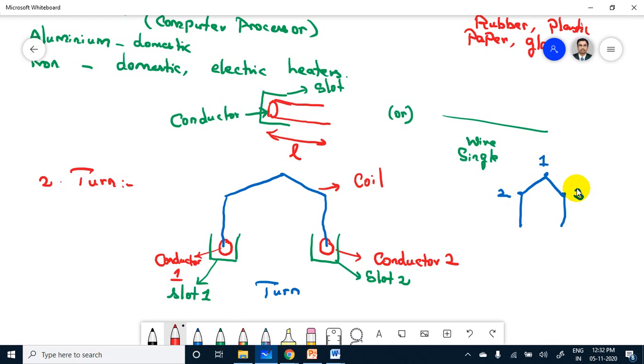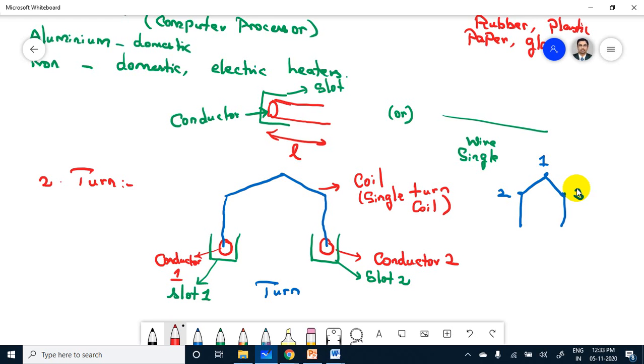There will be one wire. This line, call it a single conductor. We have to say it will be a single turn coil. Single turn coil. Do you understand my point? We are taking two conductors.